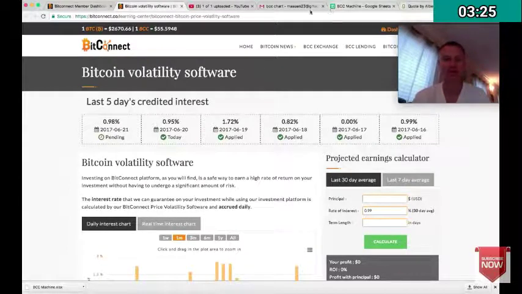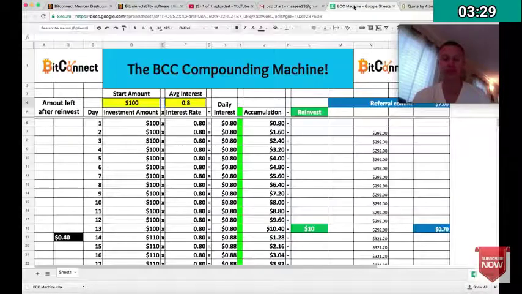Again, I do like to be conservative with my money. I don't want to say here that the average is going to be 1.5, because that wouldn't be realistic. But let's say just 0.9. 0.9 is a good conservative number.